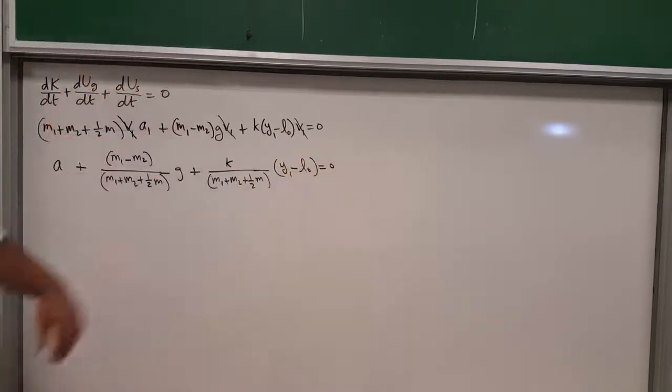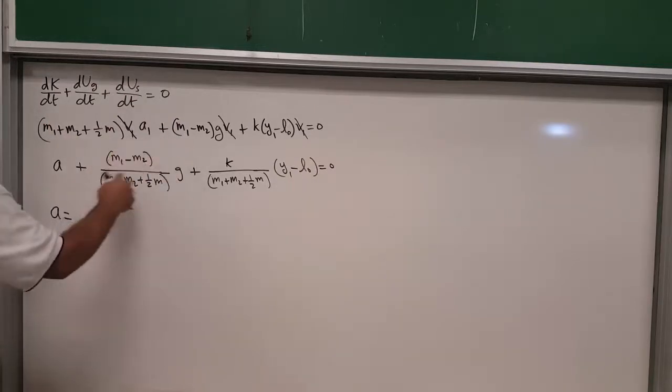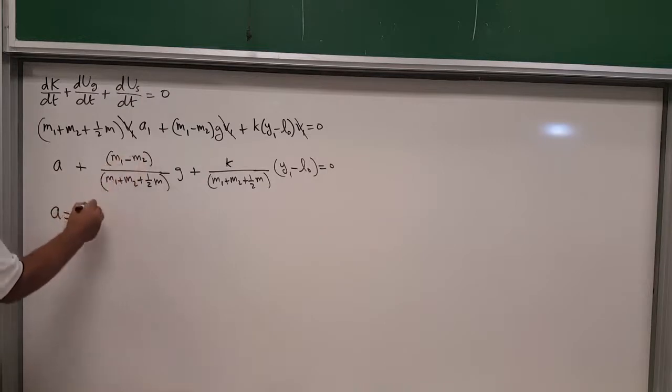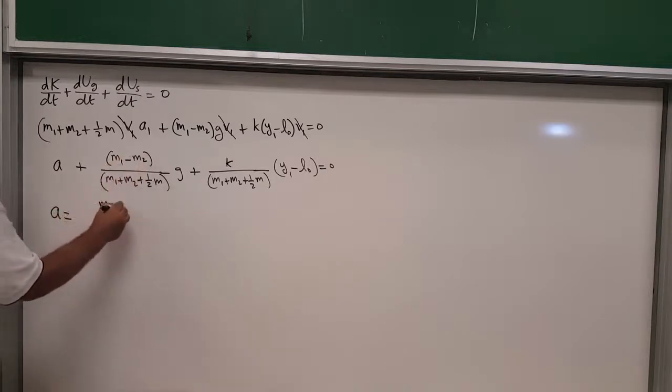Let's move everything to the other side. So I get A, acceleration, will equal to. When you move it to the other side, this thing becomes negative, but let me just put m2 minus m1 then, because it's negative m1 minus m2, that's m2 minus m1, it becomes positive, m2 minus m1.